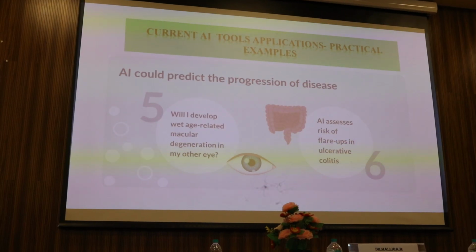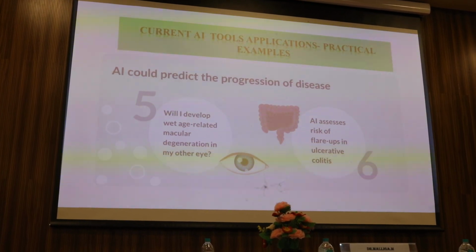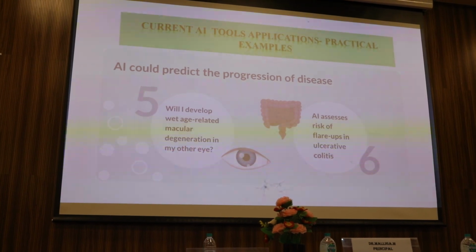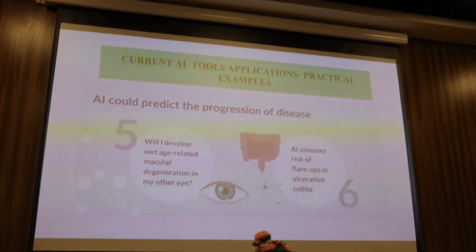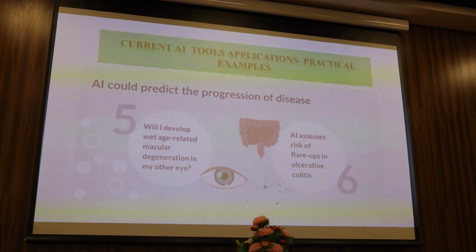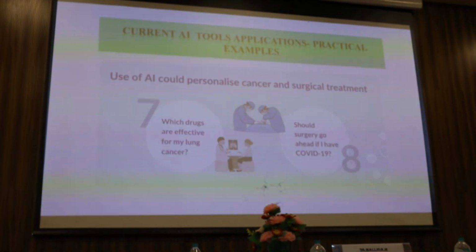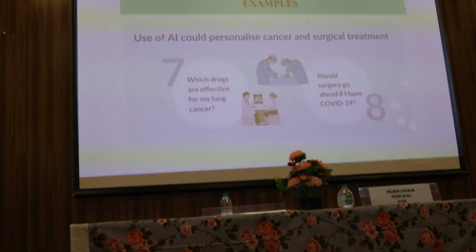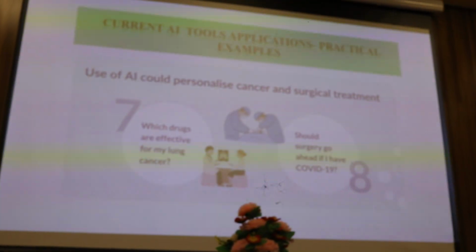Will I develop wet age-related macular degeneration in my other eye? If you have it in a single eye, maybe due to diabetes or some hypertension complication, it can even predict whether you are liable to get it in the other eye. AI can assess the risk of flare-ups in ulcerative colitis. Which drugs are effective for my lung cancer? So it can personalize cancer and surgical treatment.